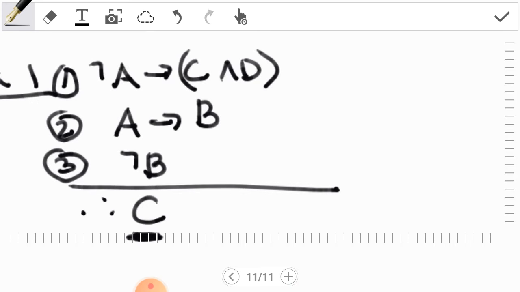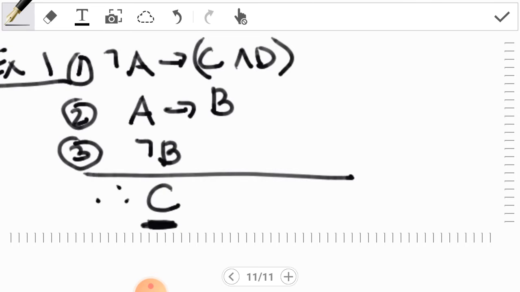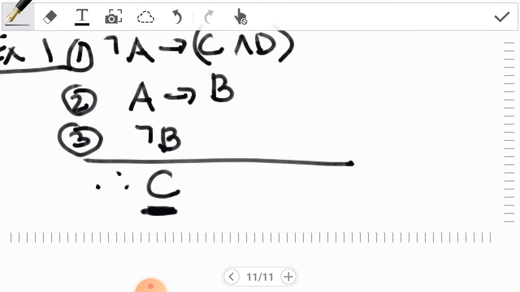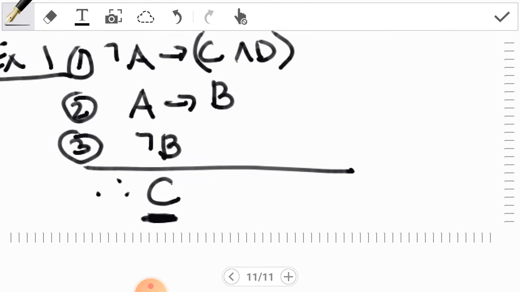So look at your premises. When proving an argument like this, you must be observant with your premises and your conclusion. Your conclusion, we only have C. Since these are our propositions A, B, C, and D, we want to arrive at the conclusion C, so it means we want to get rid of our propositions A, B, and D in our premises. Therefore, what can we do first?